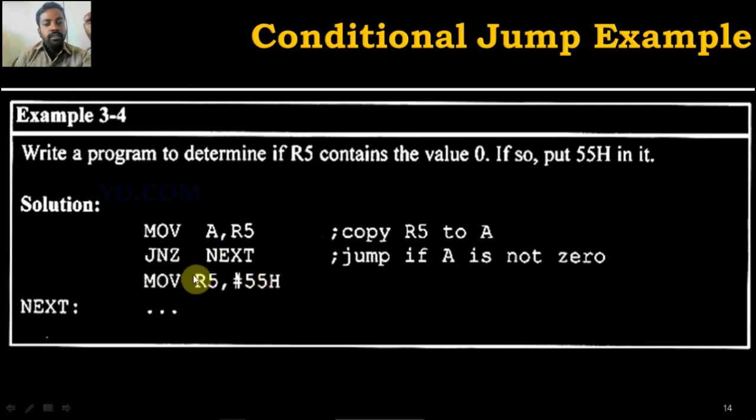Okay, this is a conditional jump instruction. If it is not equal to 0, this MOV R5 instruction is not executed; it will skip the next instruction and jump to here. Understand? So R5 not equal to 0 means 55 is not moved to R5. If R5 equals 0, then 55 is moved to R5. Okay, right.